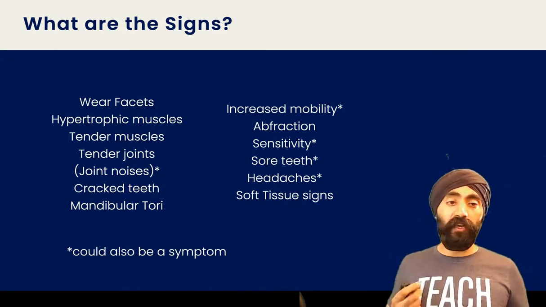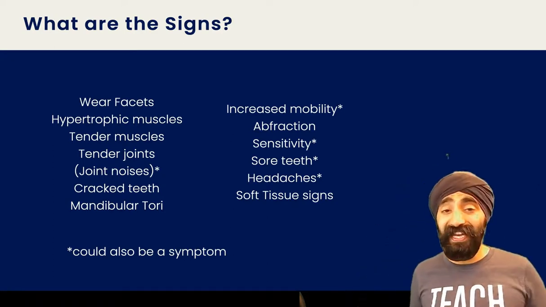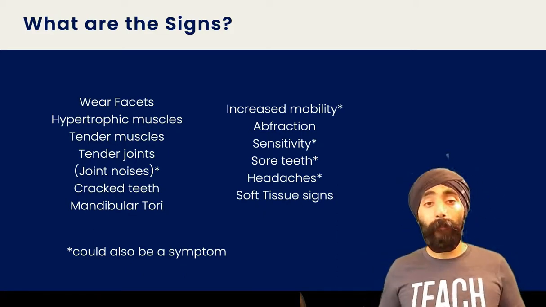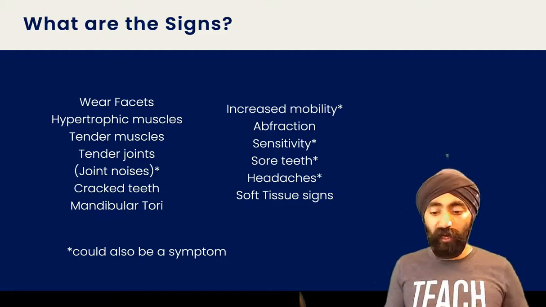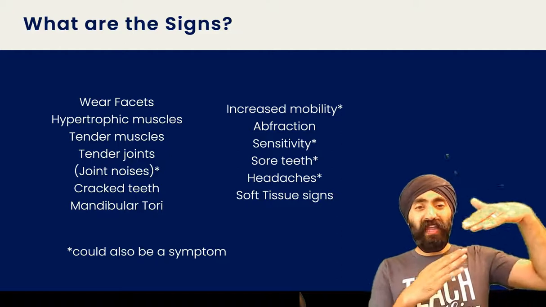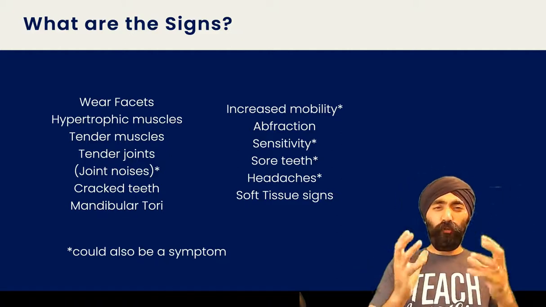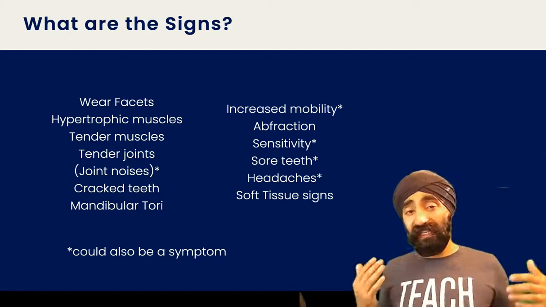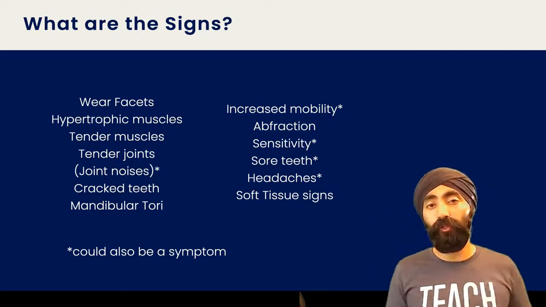So generally the signs of parafunction are wear facets, large muscles. They may have tender muscles, tender joints, joint noises, cracked teeth. Okay, mandibular tori has weak association, but it does as well. Increased mobility. Like I have helped some patients before, whereby they just got grade 1 mobile teeth, like pretty much everywhere, right? And they got really strong muscles, and they're really going at it at night with their bruxism. And after giving them an appliance, 6 months later, their teeth are rock solid. They firm up. So it's amazing to be able to do that.